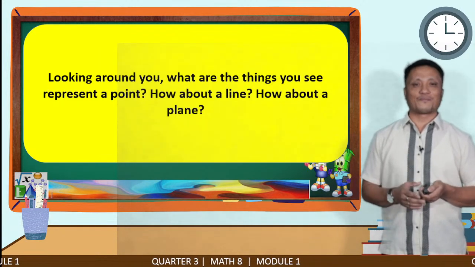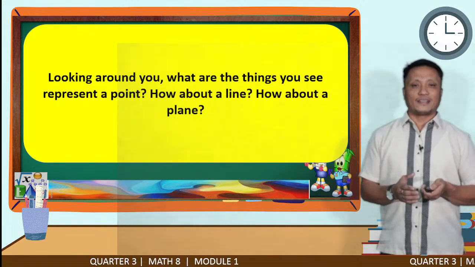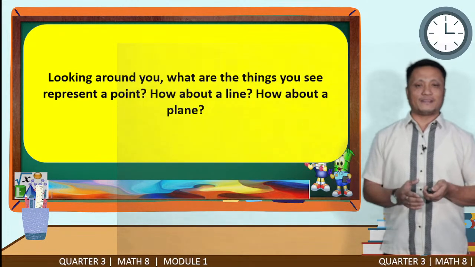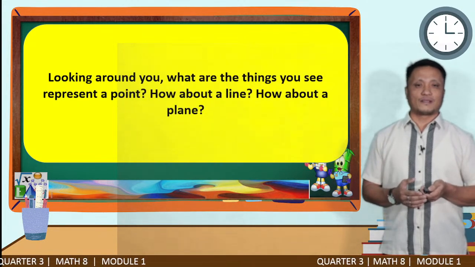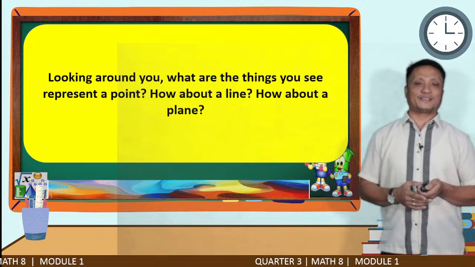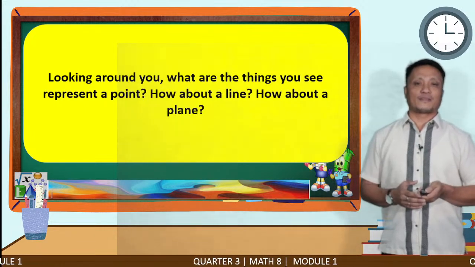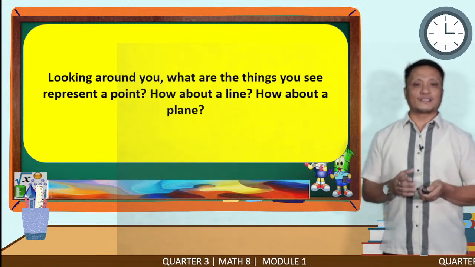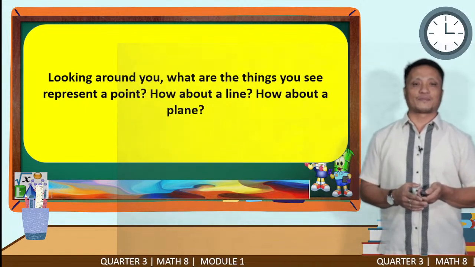And lastly, looking around you, what are the things you see that represents a plane? Example, wall of your room, cemented playground, cemented basketball court. Now it's time for you to give also your answers. Thank you for those answers, and congratulations everyone.